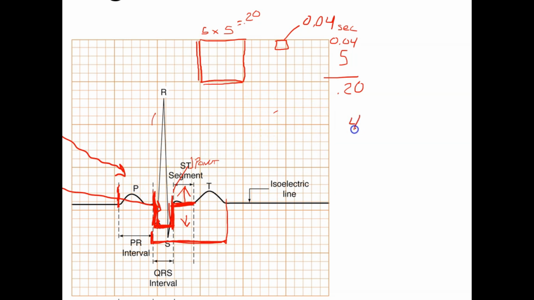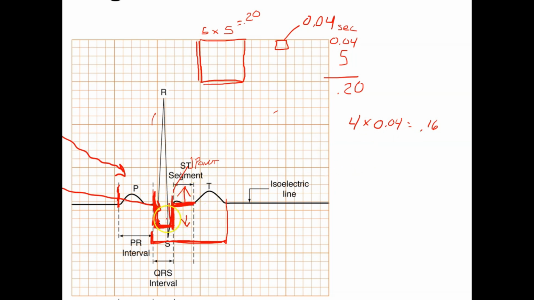So if I have 4 times the 0.04, that is going to give me a 0.16, right? So 4 times 4 is 16, was the easy way to look at it, and just drop in the decimal.